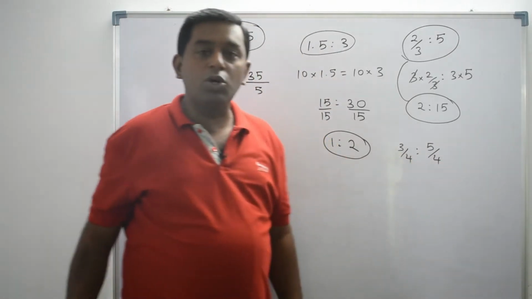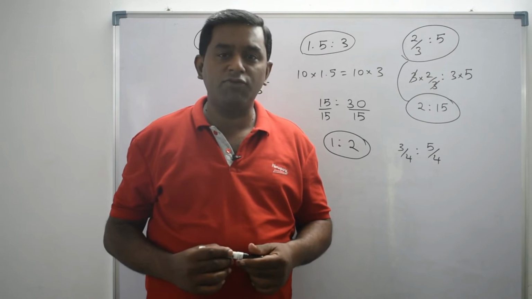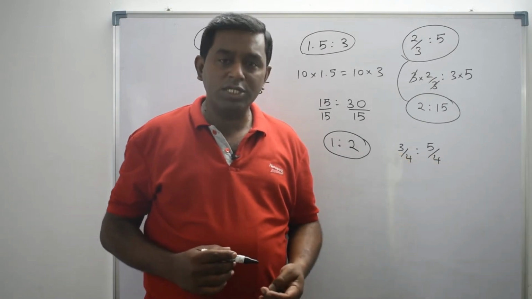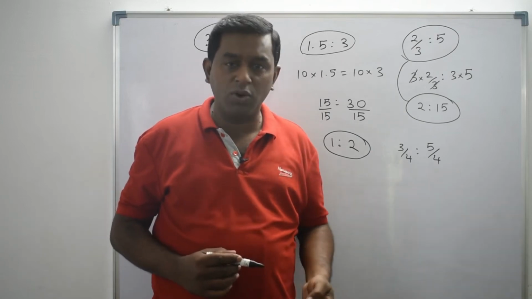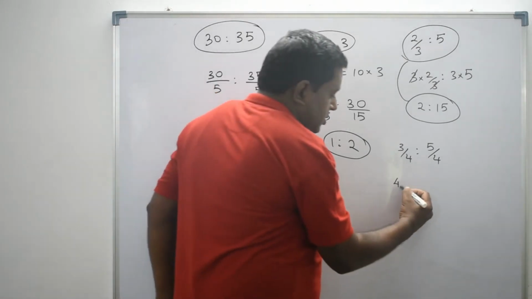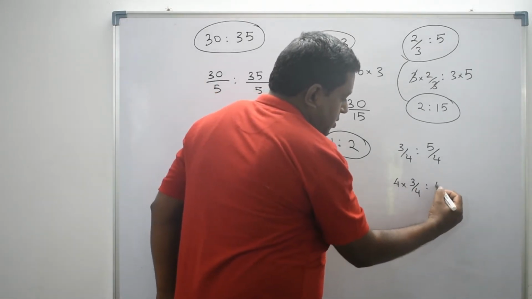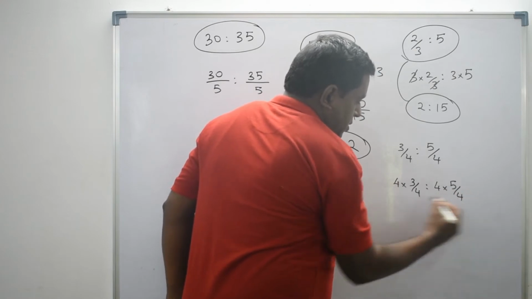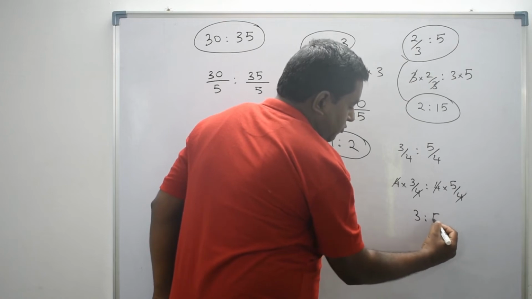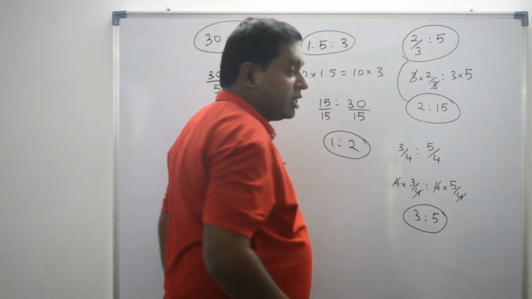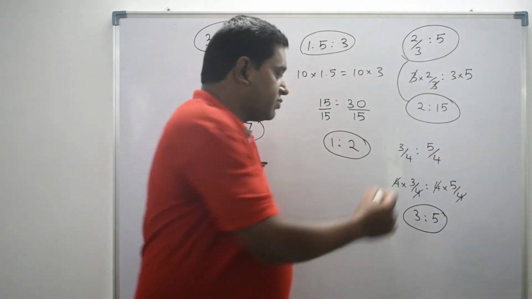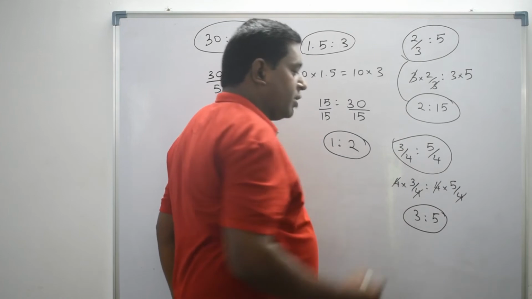Okay, let's look at another example. In this ratio, both the terms are fractions with the denominator 4. So what I need to do is I have to make both the terms as integers. It's very simple. When I multiply both the terms by 4, both the terms will become integers. So this 4 and 4 can be cancelled. Here 4 and 4 can be cancelled. 3:5. In this ratio, both 3 and 5 are integers and we cannot do any more simplification. So this is the simplest form of the ratio 3/4:5/4.